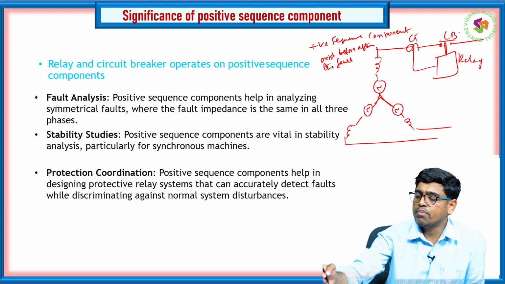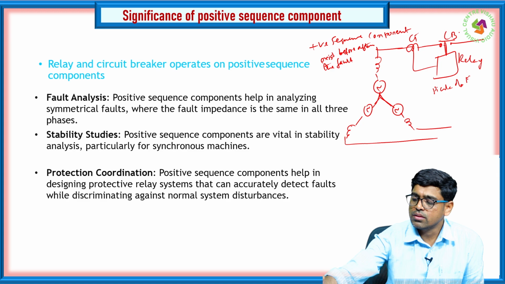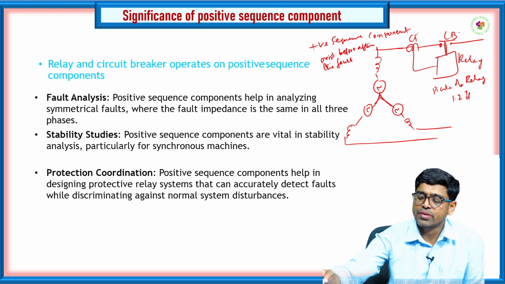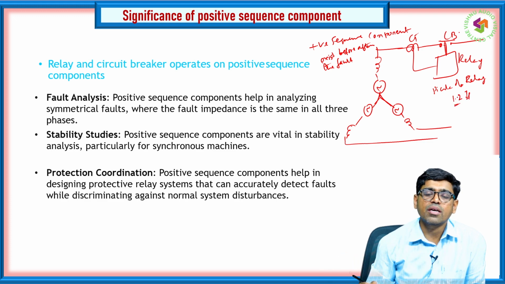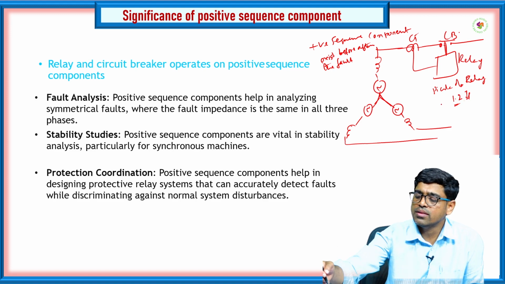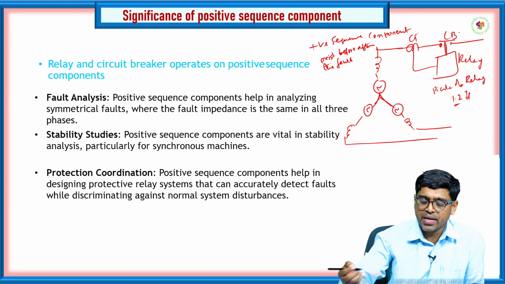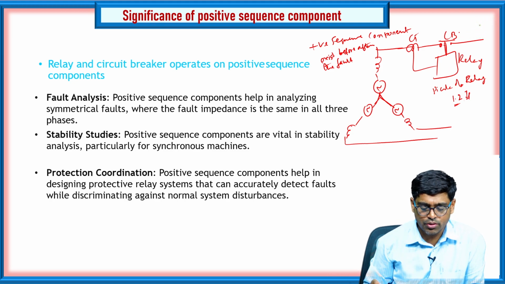So whenever we set the pickup of this relay, we can set it as 1.2 times the fault current, or this positive sequence component. If the positive sequence component exists before and after the fault, and it exceeds this 1.2, then the relay will sense it and the circuit breaker can be tripped. So that is the pickup value we need to set for the circuit breaker.